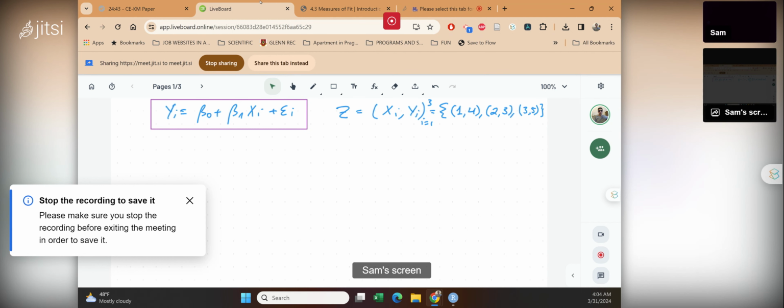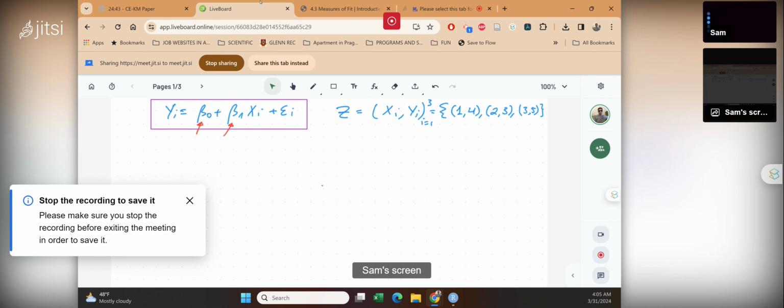Now what you have to do is approximate these parameters, beta 0 and beta 1, using the sample data. Obviously, beta 0 and beta 1 are related to the population relationship. They are defining the population relationship between x and y. Meanwhile, you have only a small sample of three x, y pairs, right?